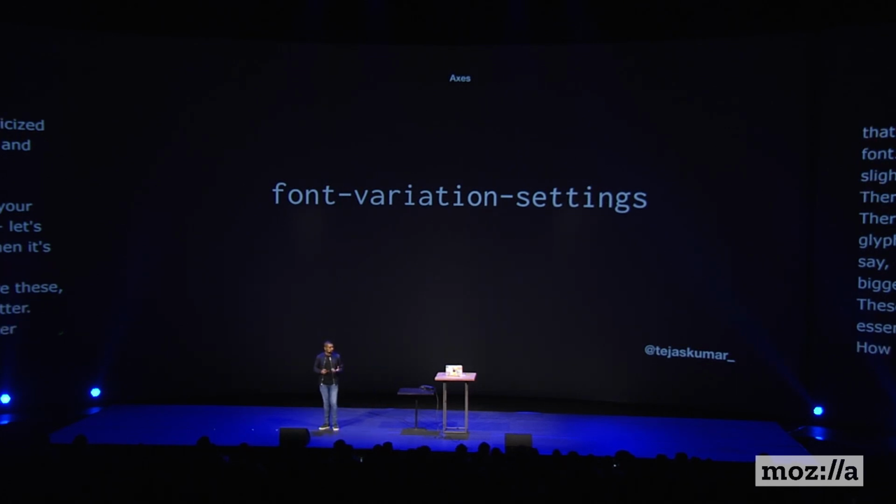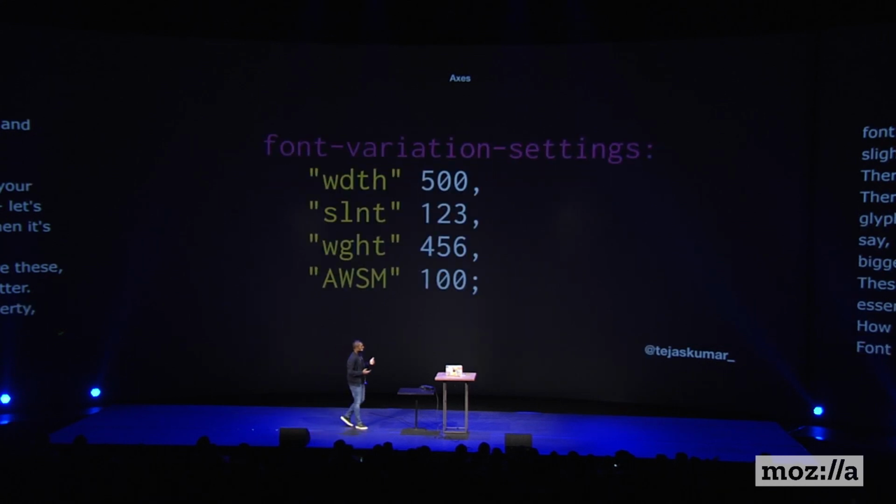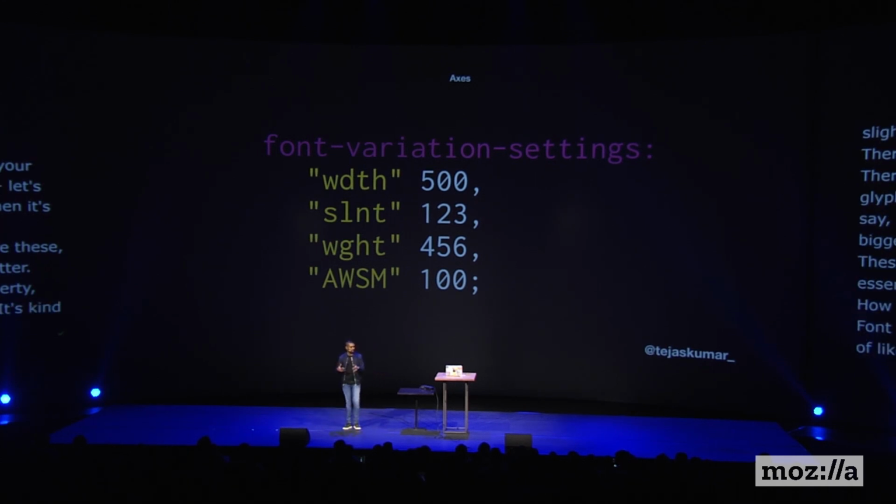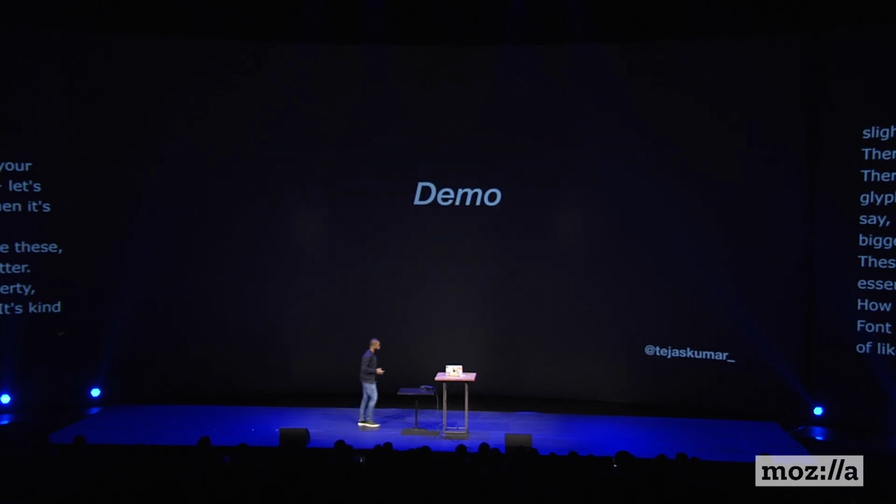And when you use it, it looks like this. It's kind of like a key value pair, right? You have the axis in double quotes and the number, comma separated, until you're happy with what it looks like. And I'd love to show you practical application of this in a little bit of a demo.